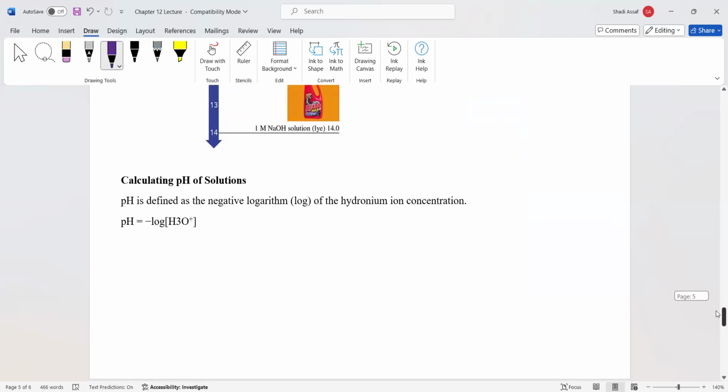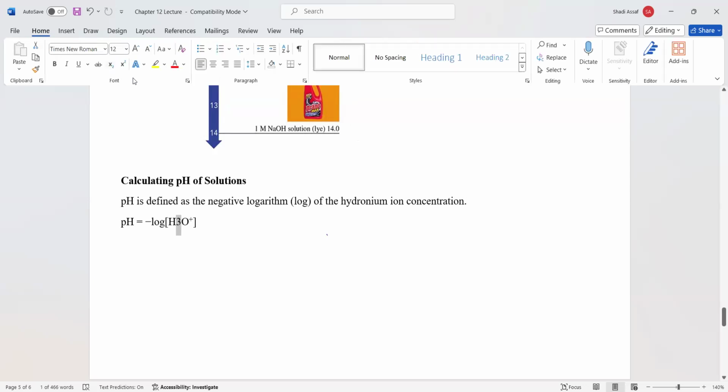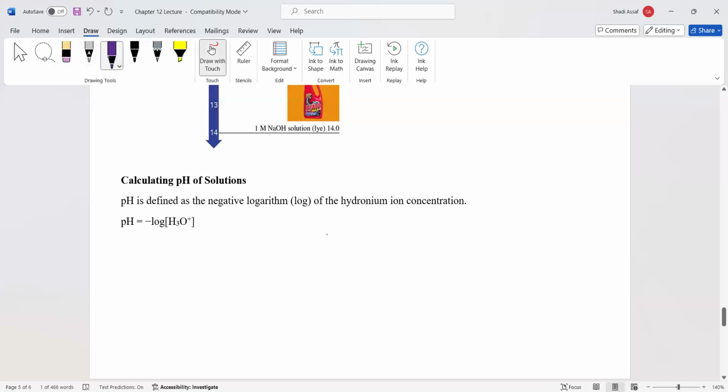How do we calculate the pH of a solution? So the acronym pH stands for power, or the exponents, you can think of it. Let's make this a subscript so that it looks better. Okay, so you have the power of H. So basically it's the negative logarithm of the hydronium ion concentration.